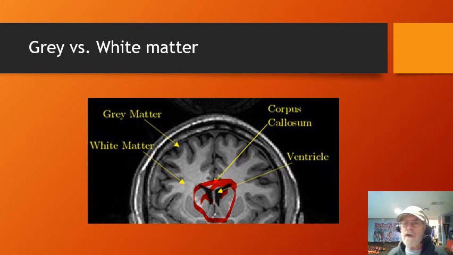Now, what makes it gray and what makes it white? What we find is the cell bodies of the neurons are in the gray matter. They reside at the surface of the brain, and that's what gives it that grayish color. Once we know that the neuron leaves that cell body, where does it go? It goes out the axon, and the axons here are mostly myelinated.